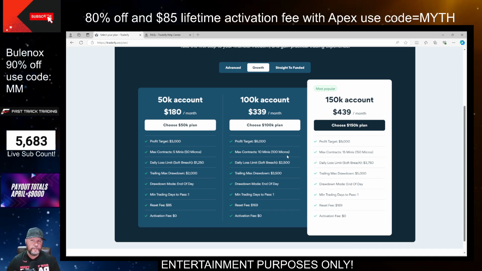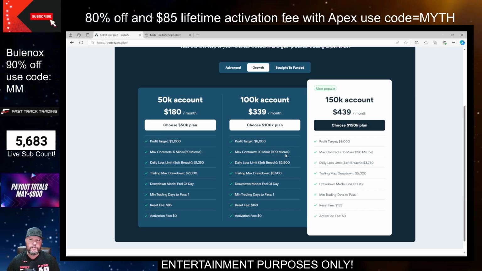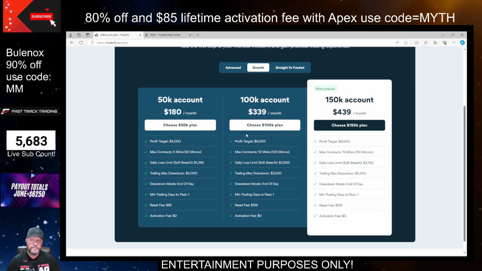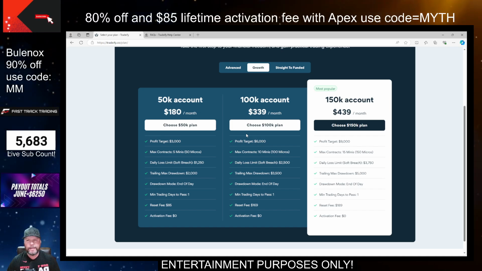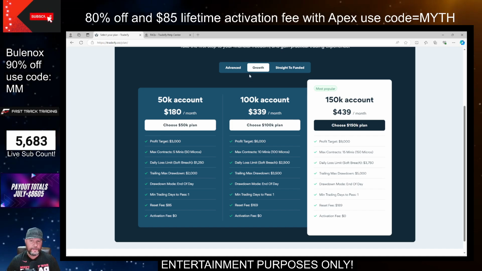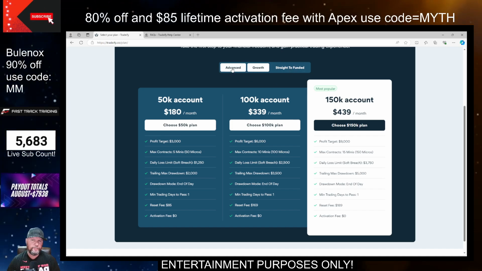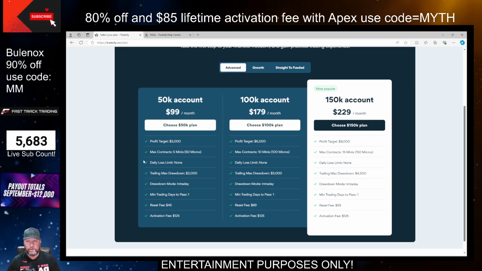So the main difference between the advanced and the growth is the activation fee and the drawdown being intraday trailing on the advanced. I would say if you're a little more confident in your ability to pass the account in your first opportunity or your first couple, you could probably go with the growth account. If you're not as confident in your ability to pass, then I don't think there's anything wrong with going with the advanced.